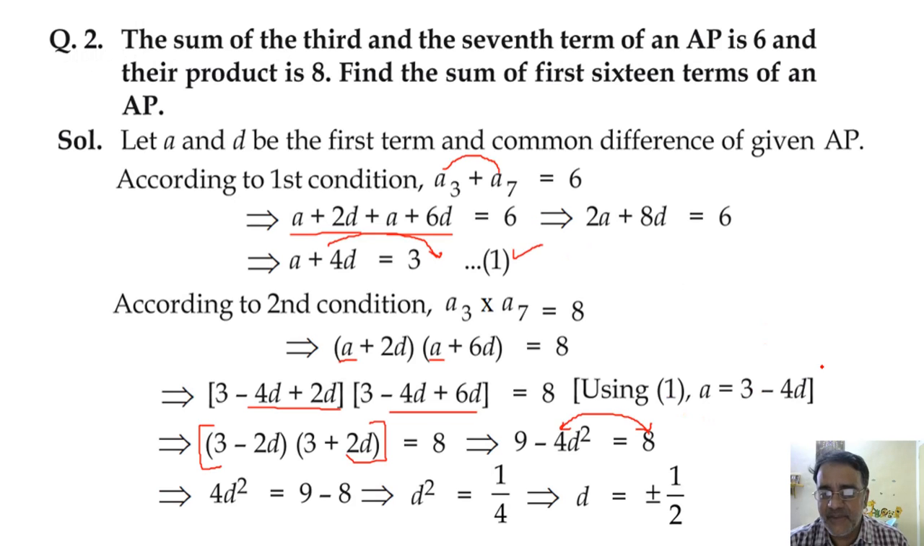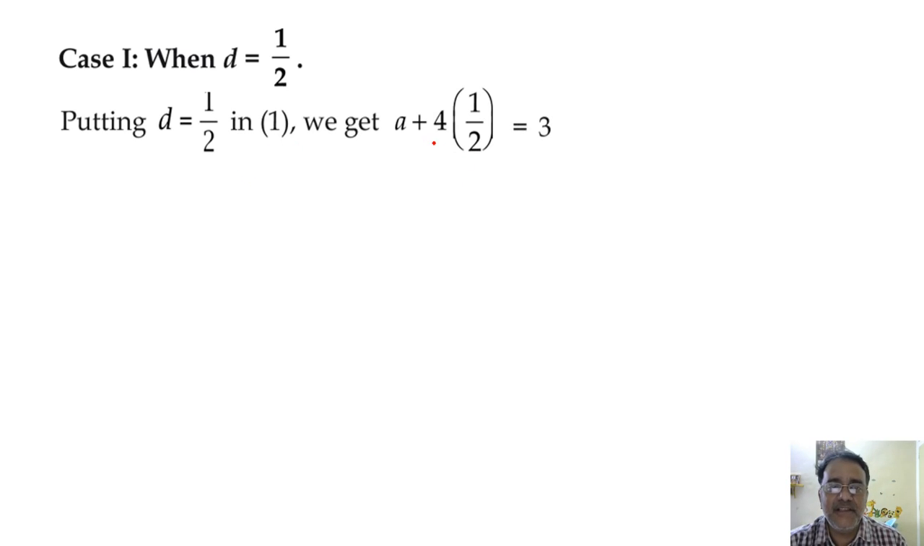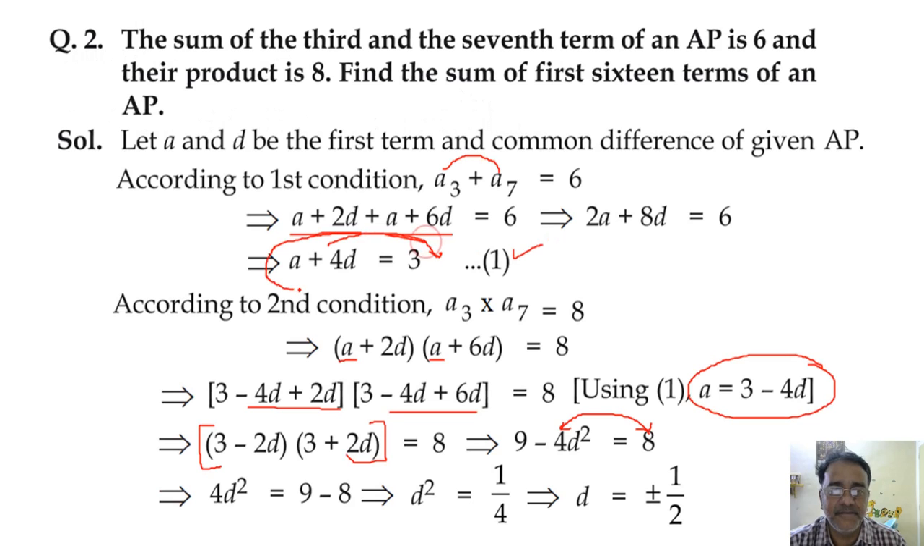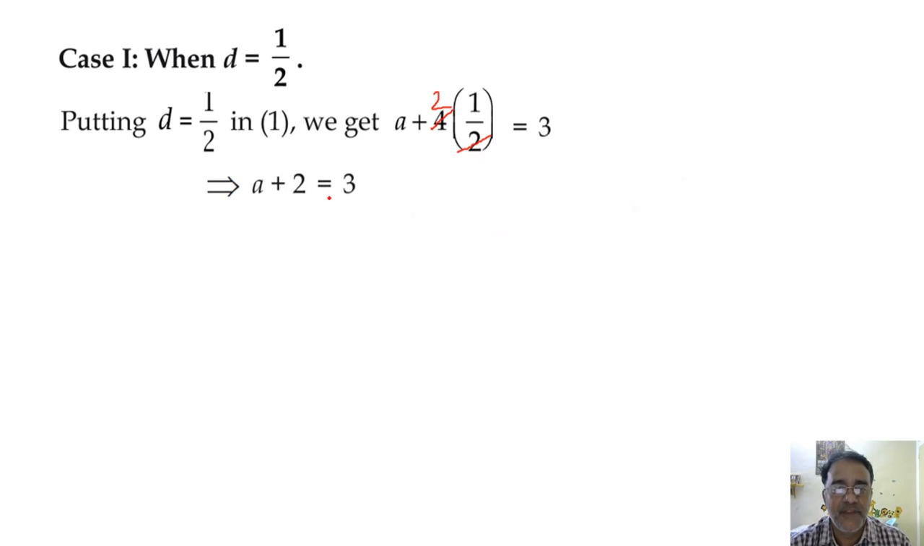So what is A? 3 minus 4D. So we'll calculate A first. 3 plus 4 into half. Here I substituted in this equation. Otherwise you can substitute directly here also. No issue. So we'll get A plus 4 into half is equal to 3. So we'll get A plus 2 is equal to 3. So what is the value of A? 1. Right. We get A is equal to 3 minus 2, that is 1.